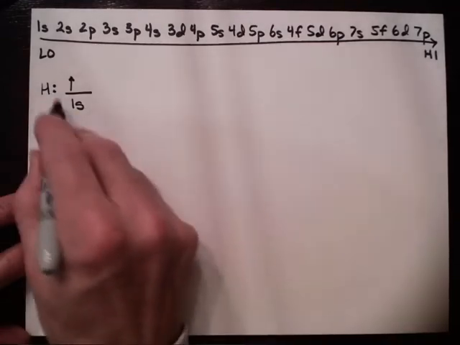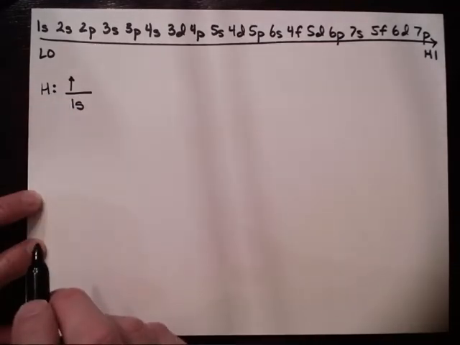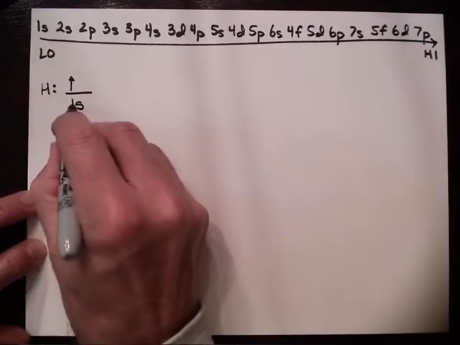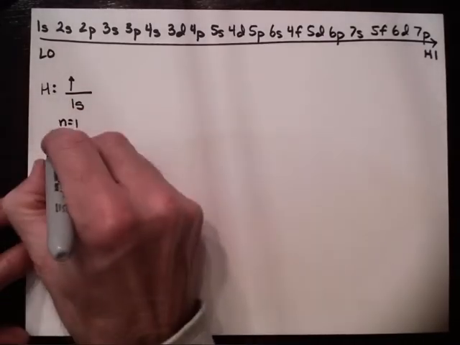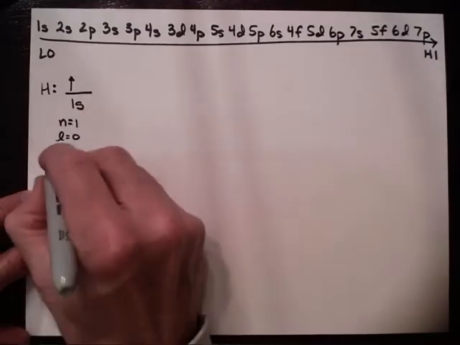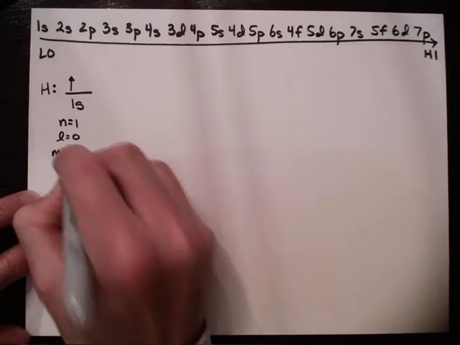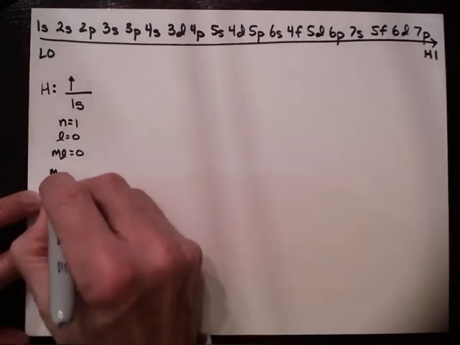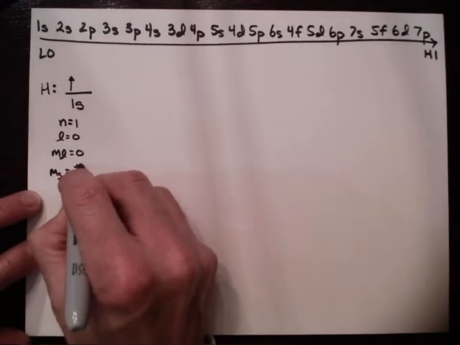Now we can look at all of the quantum numbers for this particular electron. We see that n is 1 because it's a 1s. L is 0 because it's an s orbital. M sub L has to be 0. That's true for all s orbitals. And its spin is plus half. So M sub s is plus half.